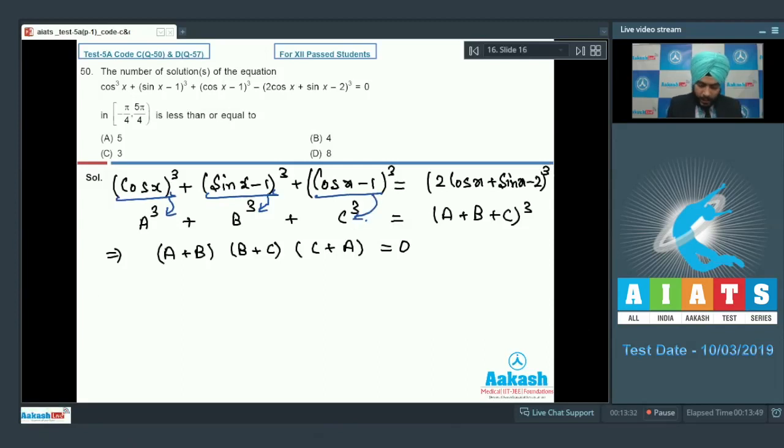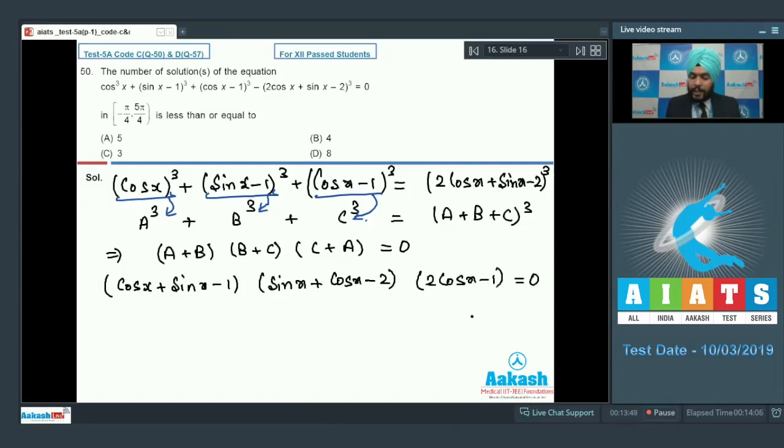So what is A plus B? A plus B is cos x plus sin x minus 1, B plus C is sin x plus cos x minus 2, C plus A is 2 cos x minus 1. The product of three terms is 0. First term equal to 0 implies sin x plus cos x is 1. Second term can never be 0 because sin x plus cos x has maximum value root 2, so it cannot be equal to 2.